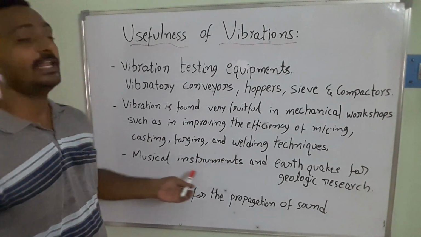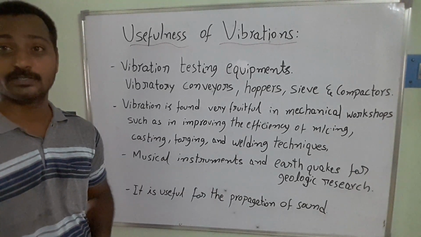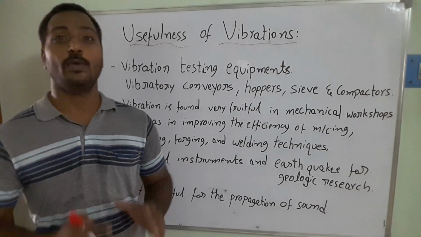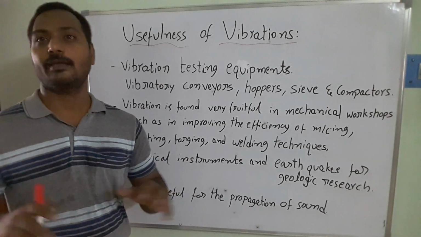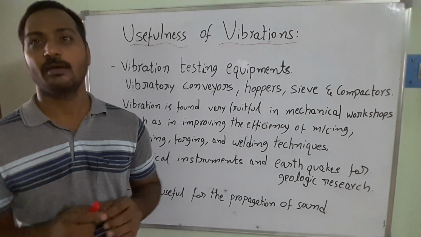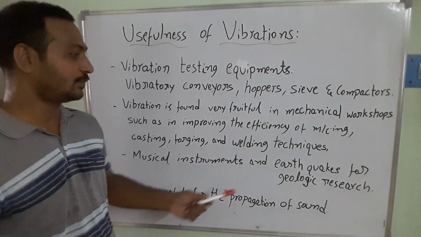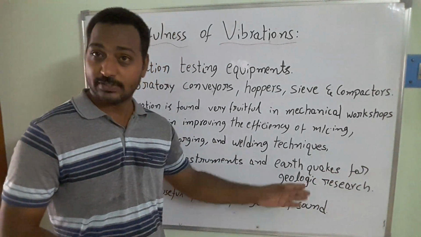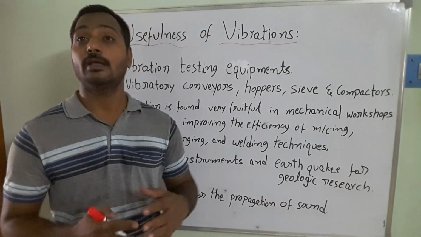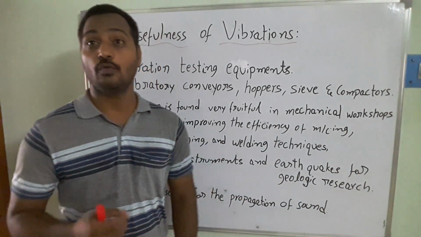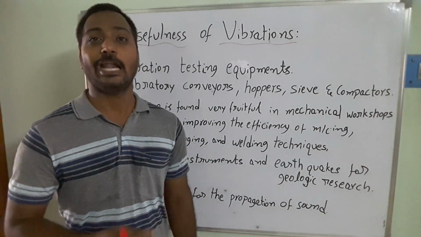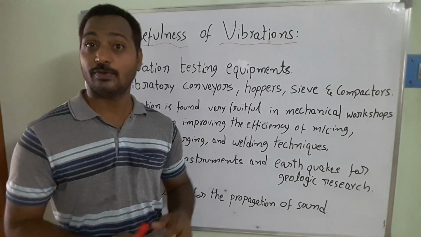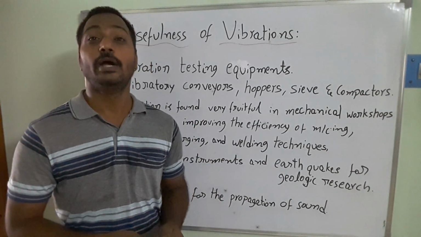The next one, the musical instruments. We know that every musical instrument has its own frequency of vibrations, and because of that, we are getting very good rhythmic music from those instruments. Right? And the next one, earthquakes for geological research. This geological research is helpful to find out the origin of earthquakes, right? And how earthquakes propagate through the soil of the earth. And the future prediction of earthquakes is also possible from this.